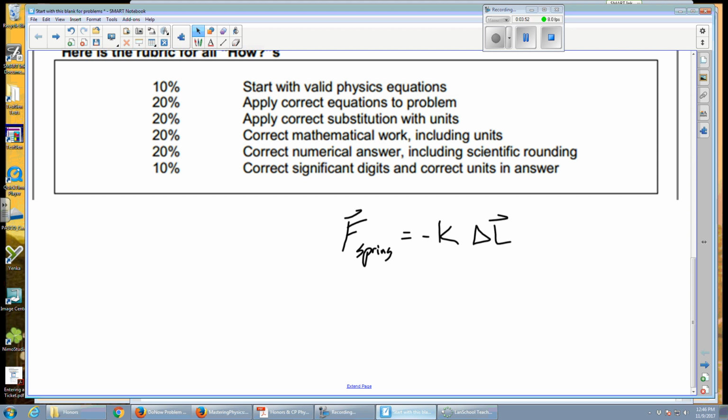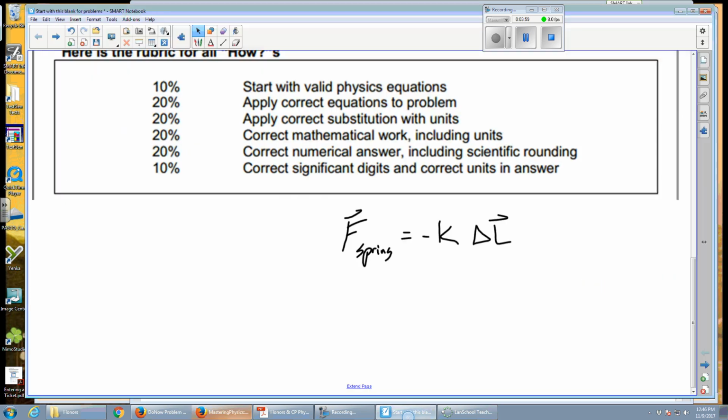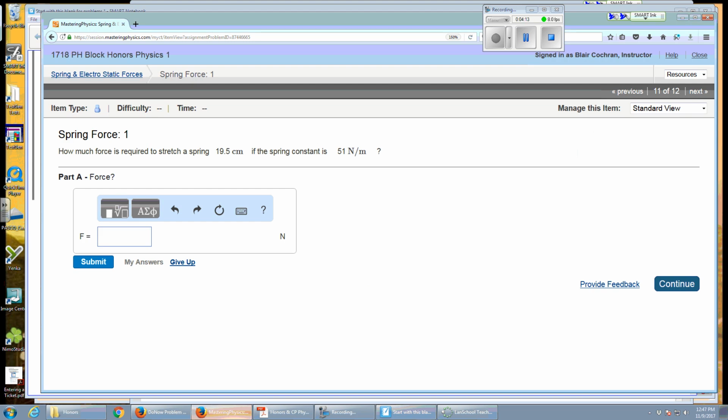So in this one, though, they just asked me, what do they ask me? What is the force needed in newtons? Okay, so quite frankly, let's see. I want the force. They give me K. I can drop the negative because I'm only interested in the magnitude of the force, right? They say how much force is required to stretch a spring, not in what direction is the force. So let's just.